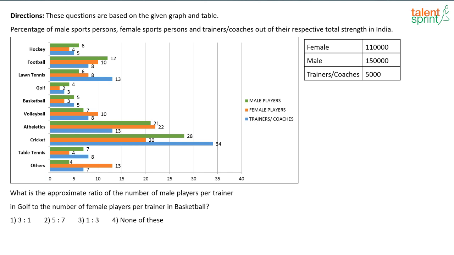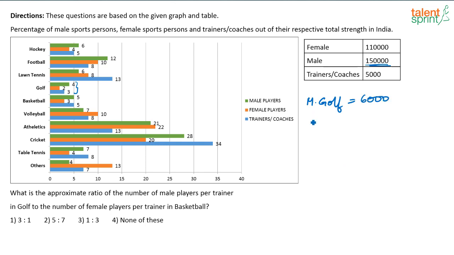So what is the ratio of the number of male players per trainer in golf? Where is golf? Here, this one, right? Green is male, orange is female and blue is the trainer. So how many male members are there actually? So many are there, 150,000. Out of this 150,000, how many are in golf? 4%, right? 4% of the total male members are in golf. What is 1%? 1,500. So 4% is 1,500 into 4, which is 6,000. So there are 6,000 male players in golf.